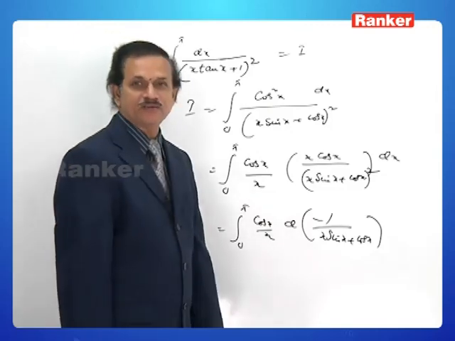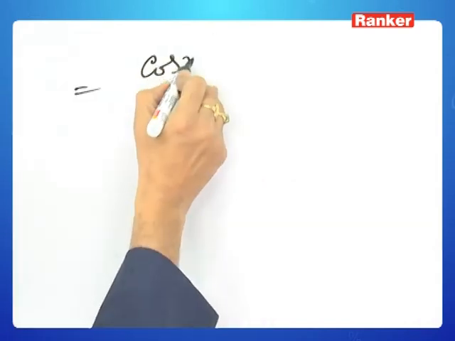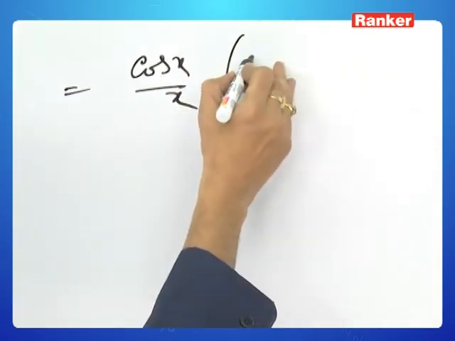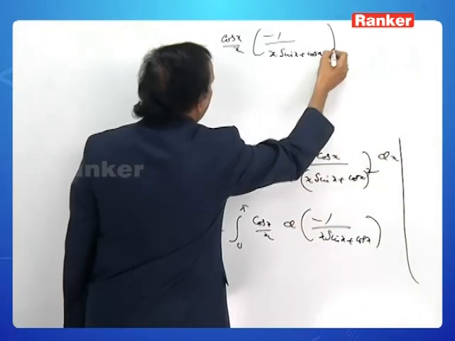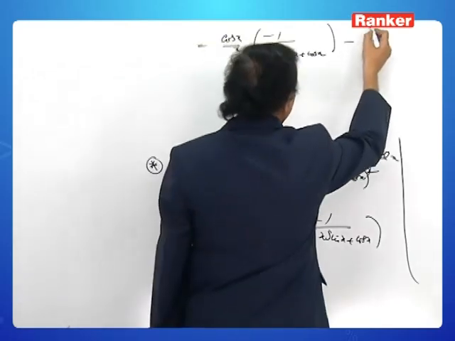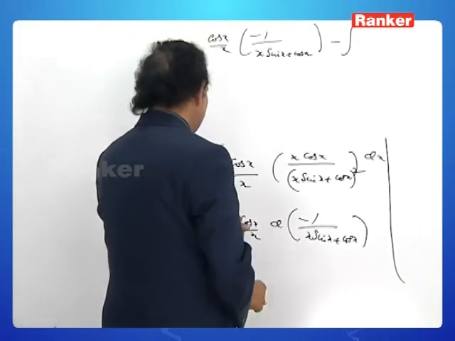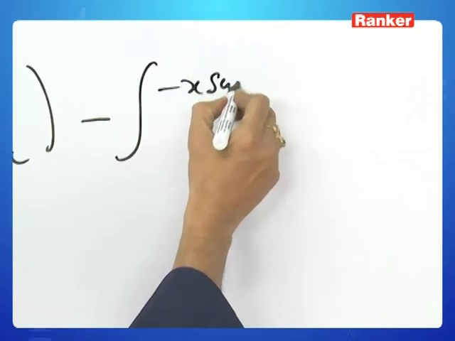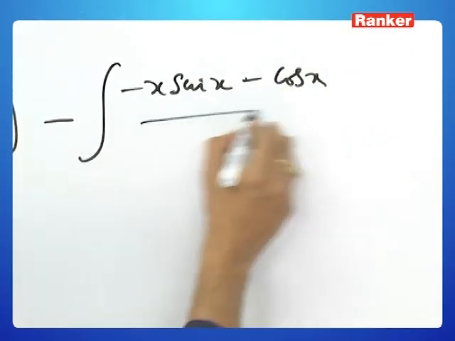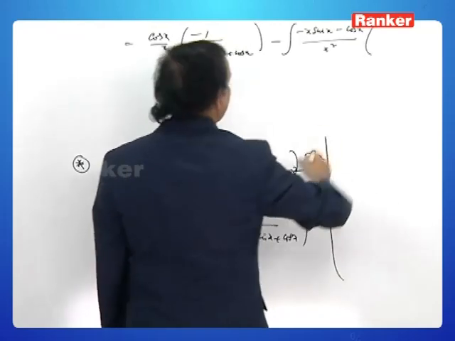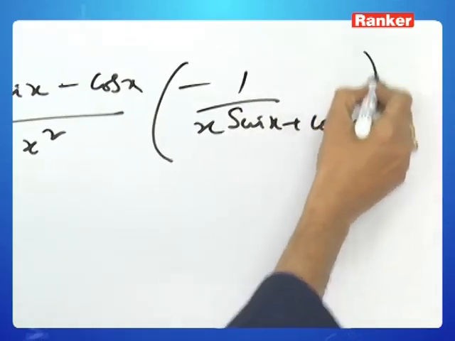Now you use integration by parts. By using integration by parts, this is equal to cos x by x into integral of this, that is minus 1 by x (x sin x plus cos x), minus integral of f dash x, that is derivative of cos x by x, come on, minus sin x into x, that is minus x sin x plus v dash u, that is cos x by x square, into minus 1 by x (x sin x plus cos x) dx.